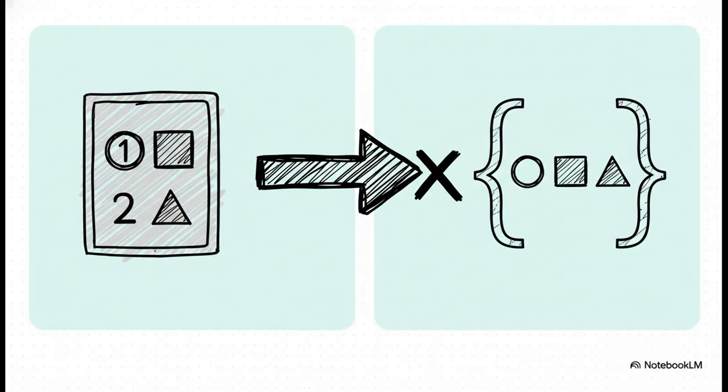This visual just nails the difference. On the left, you've got a list. It's totally fine with holding duplicate items, you see the multiple squares and circles, but the moment you convert that into a set, like you see on the right, poof, all the duplicates are instantly gone, leaving you with just one of each unique shape.